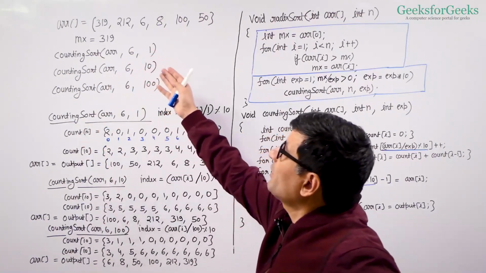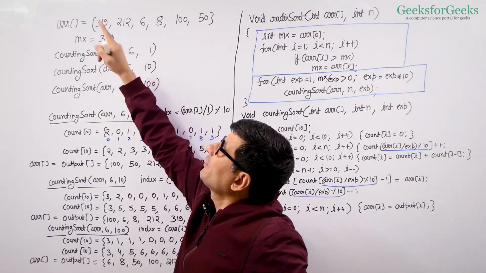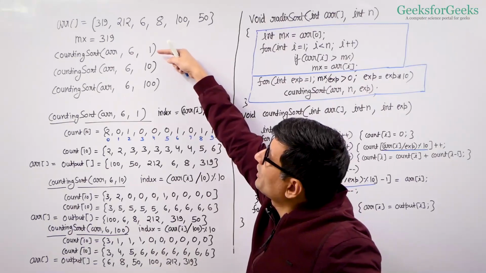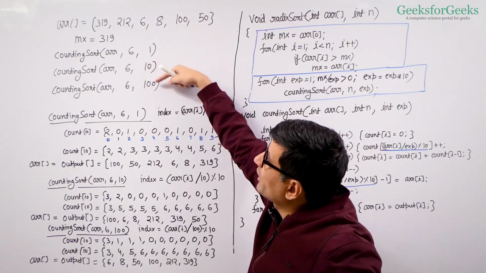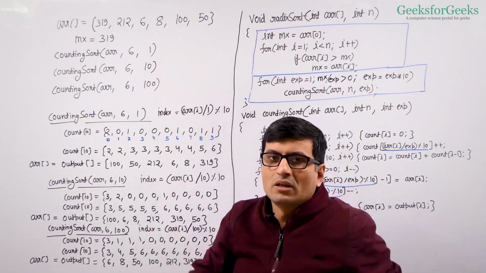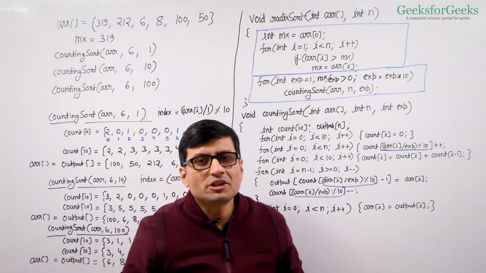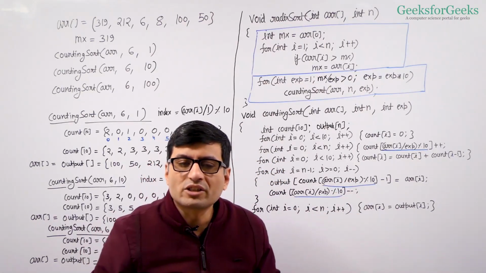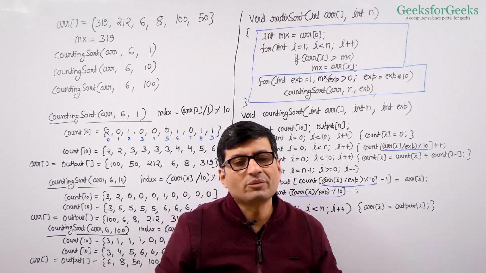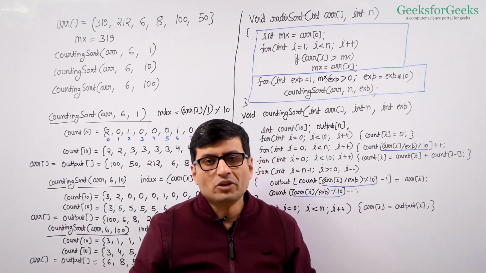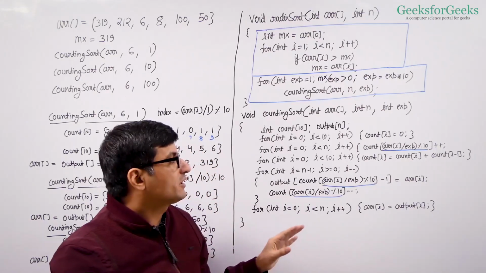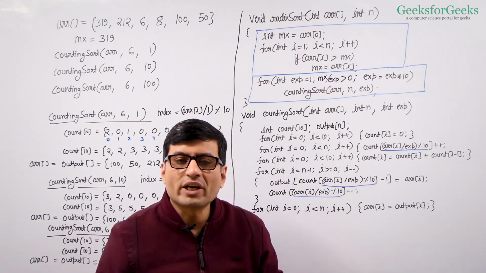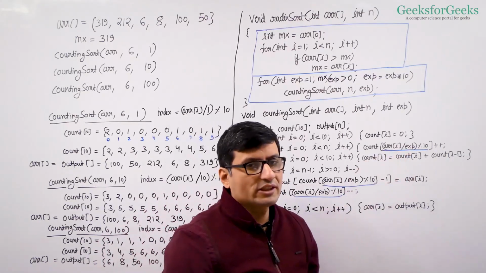So if we consider this example, our mx is going to be 319. Then we are going to run a loop, and inside this loop we are going to call counting sort first with exp equal to 1, then exp equal to 10, and then exp equal to 100. So this is all we do in the Radix sort. Now comes the counting sort part. The counting sort code that we have written here is similar to the counting sort implementation that we discussed in the counting sort video. The only difference in this implementation is, instead of using array[i] directly as an index, we use array[i] divided by exp modulo 10 as an index.